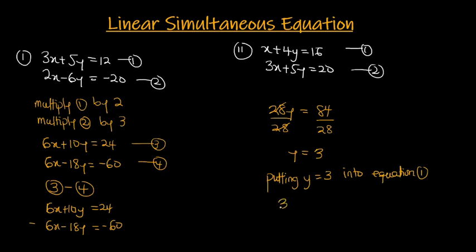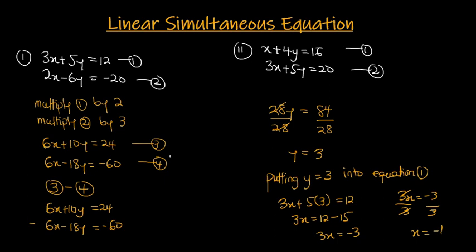So if I do that, I have 3x plus 5 multiplied by 3 is equal to 12. So I have here 3x is equal to 12. 5 multiplied by 3 is 15. Bring it here, it becomes negative, so minus 15. So 3x is equal to 12 minus 15 will give me negative 3. So the value of my x, I divide both sides by 3, x is equal to minus 3. Divide both sides by 3, my x is equal to negative 1. So it means that the value of my y is 3, the value of my x is negative 1.